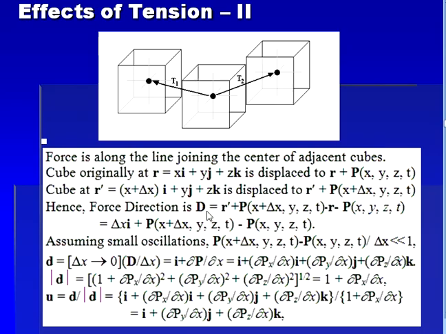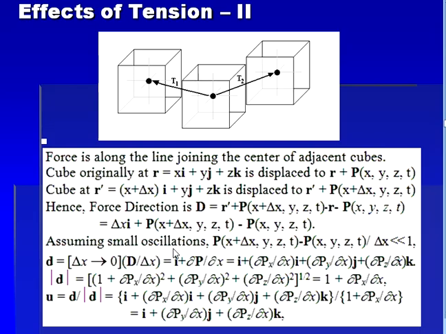And hence the force direction, which we'll call capital D, is equal to the position of the adjacent cube, which is R prime plus P evaluated at R prime, minus the position of the original cube, which is R plus P evaluated at R. We subtract the position of the center cube from the position of the cube on the right. Making this subtraction, we realize that R prime minus R is simply delta x times i, and then we bring down P evaluated at R prime minus P evaluated at R. That's the direction of the force.